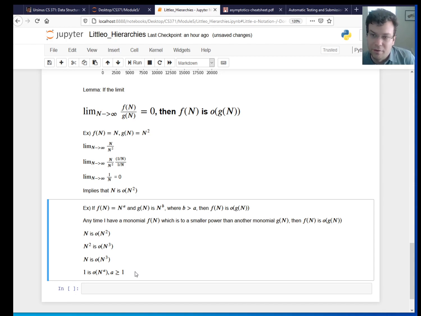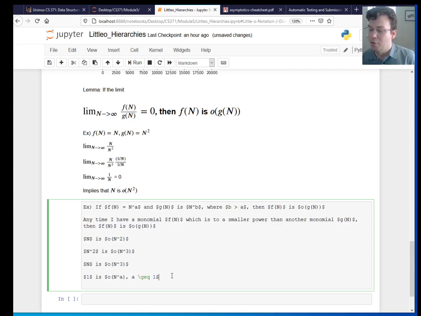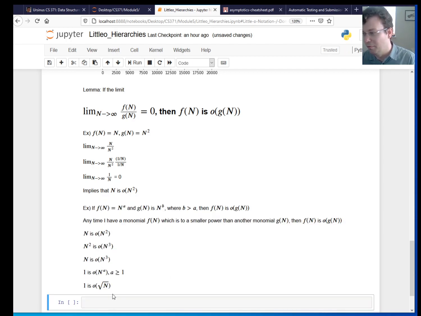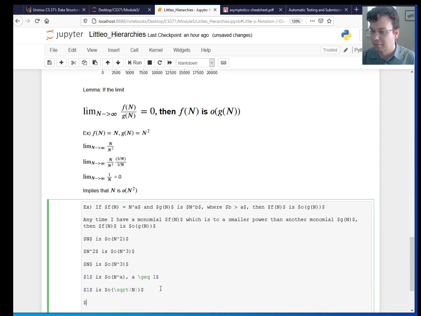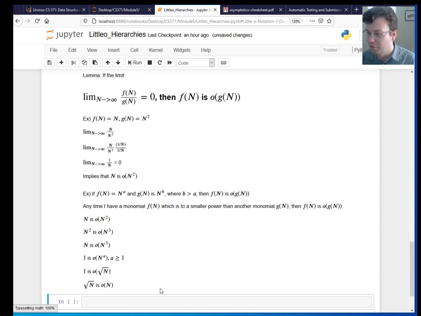And you can even generalize this. This even works for fractional powers, actually. So this would show, for example, that 1 is big O of the square root of n, or that the square root of n is little o of n. So an algorithm that takes square root of n time is going to be better than an algorithm that takes n time. Okay.